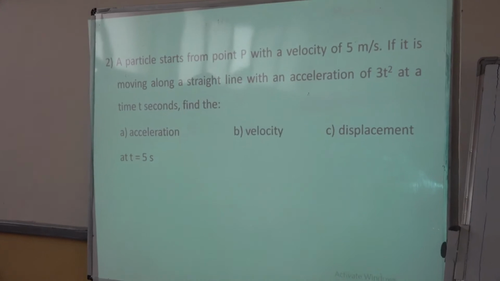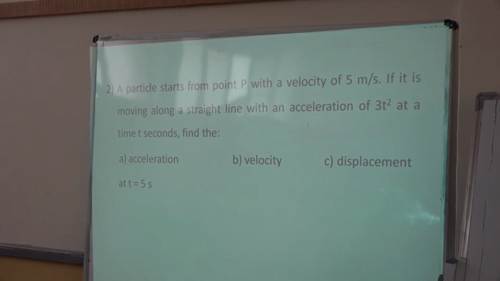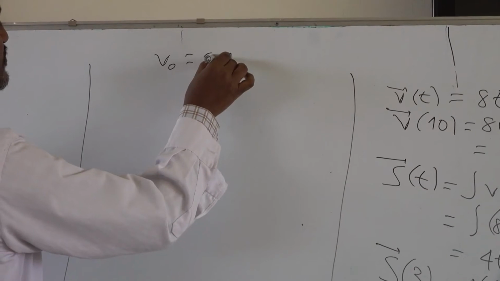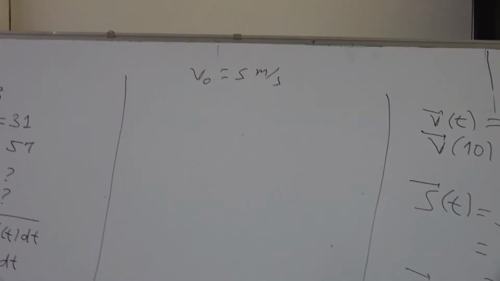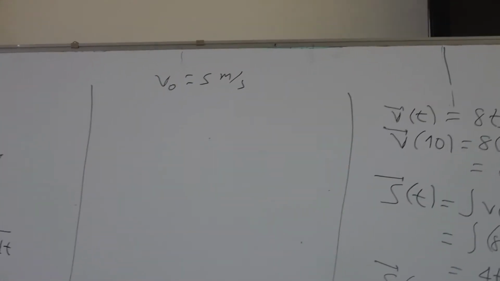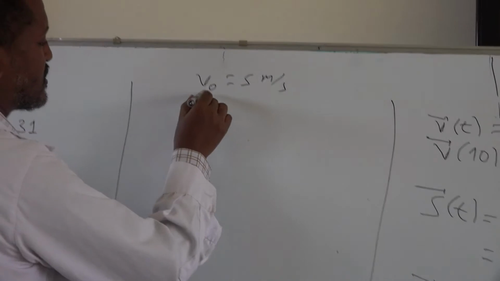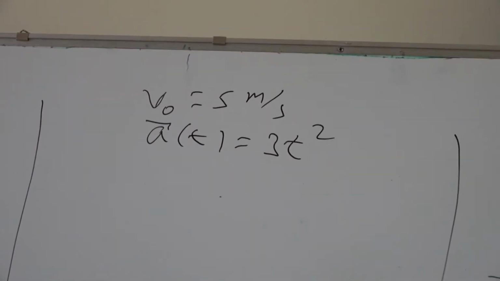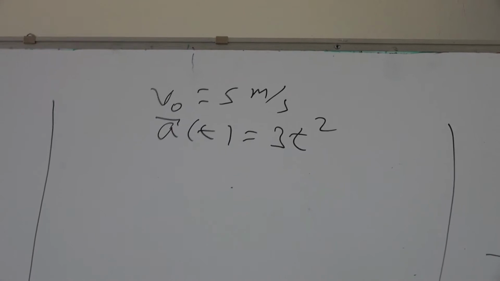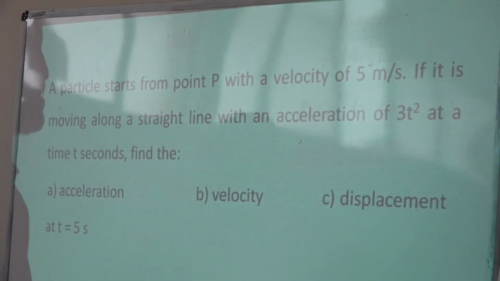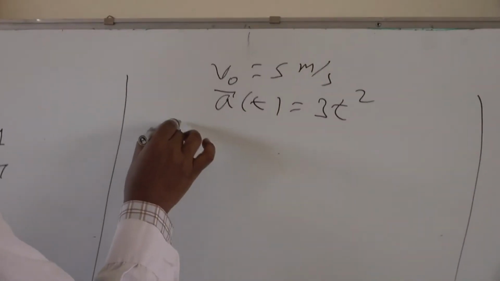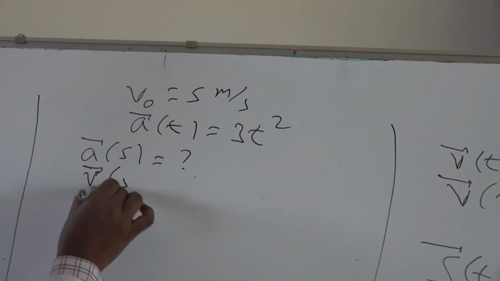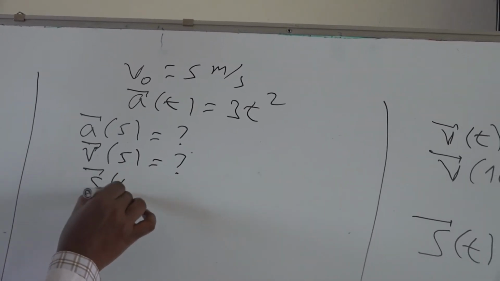A particle starts from point P with a velocity of 5 meters per second. Here the initial velocity is given to be 5 meters per second. It is moving along a straight line with an acceleration that is not constant, it is time dependent, given by 3t squared at time t seconds. Find the acceleration, velocity and displacement at t equals 5 seconds. The question is, find the acceleration at t equals 5 seconds, find the velocity at t equals 5 seconds, and find the displacement at t equals 5 seconds.